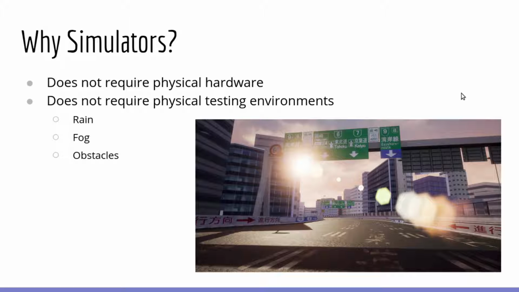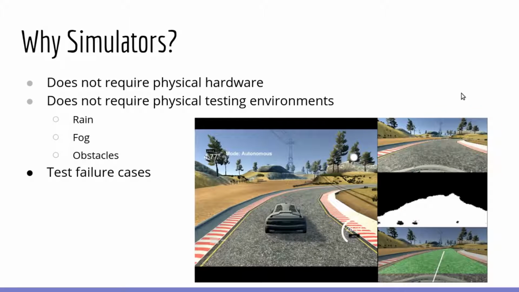Another reason you might pick a simulator is because of the environments that simulators allow. So it doesn't require physical testing environments. You can create any kind of environment you like, especially if you're doing outdoor related robotics. You can simulate rain and fog and obstacles of any kind, and it's very cheap to set up any kind of environment and put the robot in it and test how it would perform.